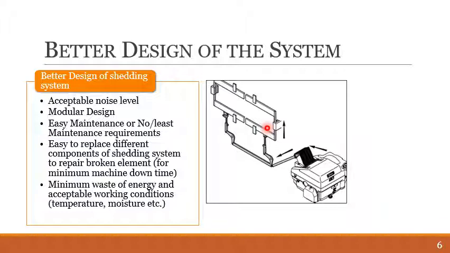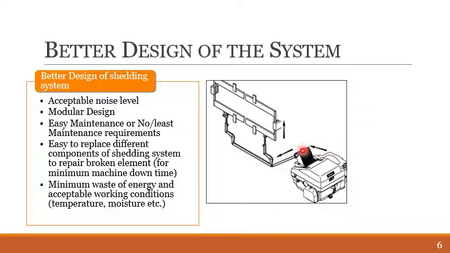Another concern of today's shading systems are the hazards that may be caused by the system. For example, old Dobby systems are not covered. These days we see the Dobbies and the shading system are covered, so that the moving parts cannot be accessed easily. So hazards or safety precautions must be incorporated by the manufacturer of the shading system, so that there must not be a mishap or accident.